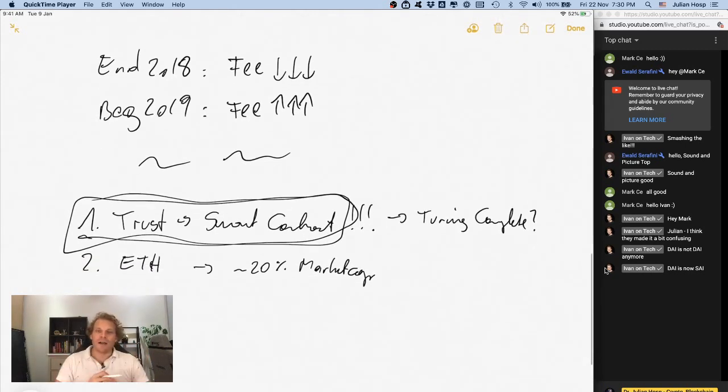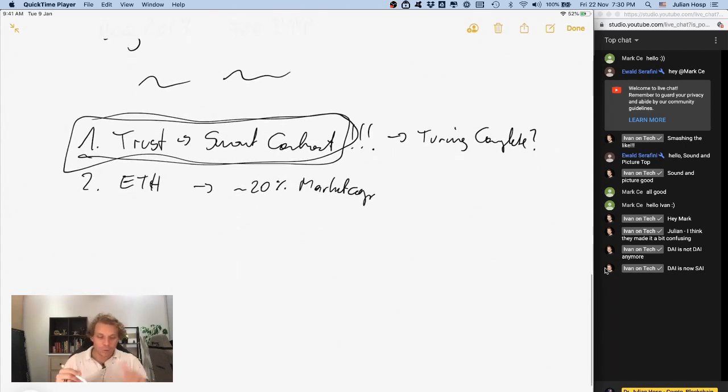Let's see how it goes from there. I think it's an exciting project. I hold Maker actually, I'm using it. I think it's a fantastic system. Obviously, and that's the key thing, it would be awesome to have something like this in Bitcoin, right?